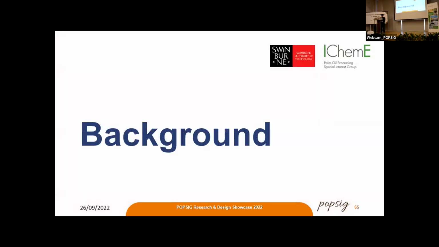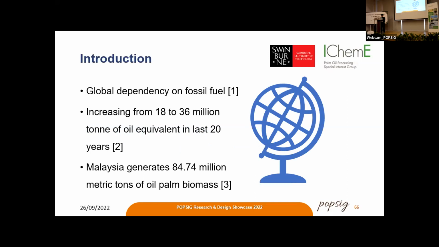So for the background, global consumption of and dependency on fossil fuel has skyrocketed in the last century. Energy demand in Malaysia alone has increased from 80 megatons of oil equivalent to 36 megatons of oil equivalent in the last 20 years, and it is forecasted to increase to 89 megatons of oil equivalent in 2050. Fossil fuel still dominates the majority of energy production in Malaysia.